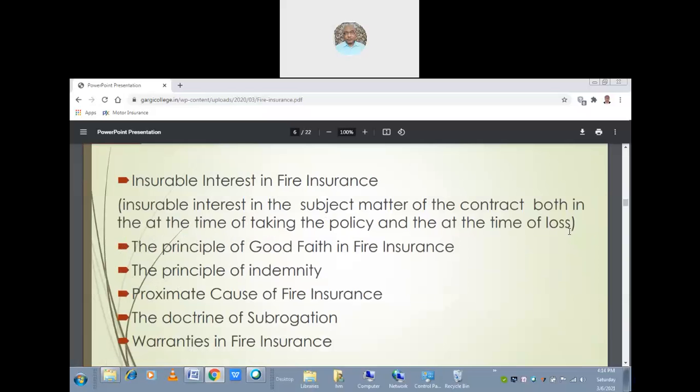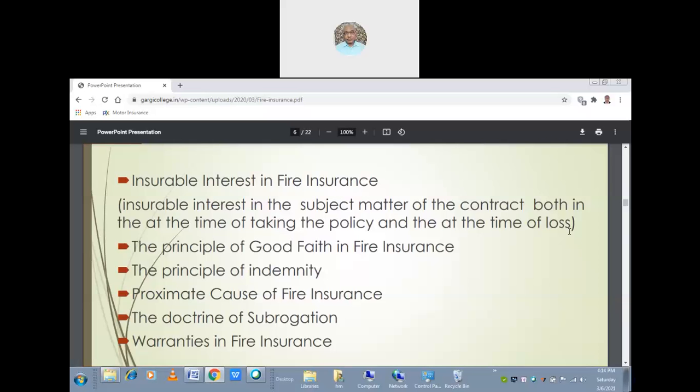The principle of indemnity, yes. And who will indemnify? The insurer will indemnify. For what? For the subject matter. So the insurer will indemnify the damage caused, for the agreed terms and conditions which are put in the bond. Then the proximate cause of fire incidents here, because it is the ice, there is no electricity, but how, I would say a short circuit would be there.